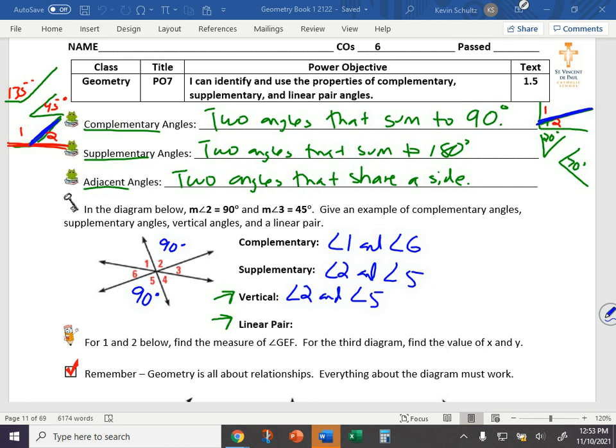3 and 4, same reason as 1 and 6, right? We've got another line coming through like this. We already know angle 2 is 90 degrees, which means that 3 and 4 together also have to be 90 degrees to get the total of 180 for the line. Do you kind of see what I mean here?